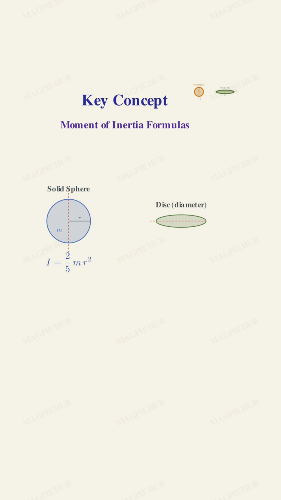The key concepts here are the moment of inertia formulas. For a solid sphere of mass m and radius r, the moment of inertia about an axis through its center is 2/5 mr squared. For a circular disk of mass m and radius r, the moment of inertia about its diameter is 1/4 mr squared. Also, since both pieces come from the same original sphere, they share the same density. This allows us to find the radius r of the smaller sphere.